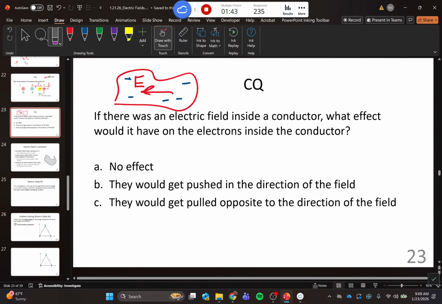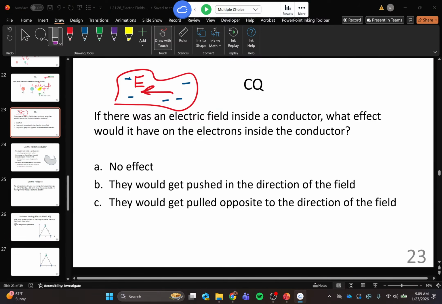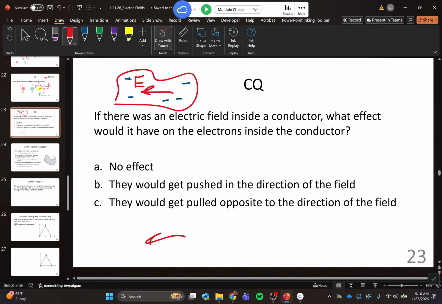All right, so this tests, do you remember how fields work? Fields point in the direction a positive charge would experience a force. Negative charges do the opposite. That's all you need to remember. Negative charges, when placed in a field, always go the opposite direction. So here's a negative charge.